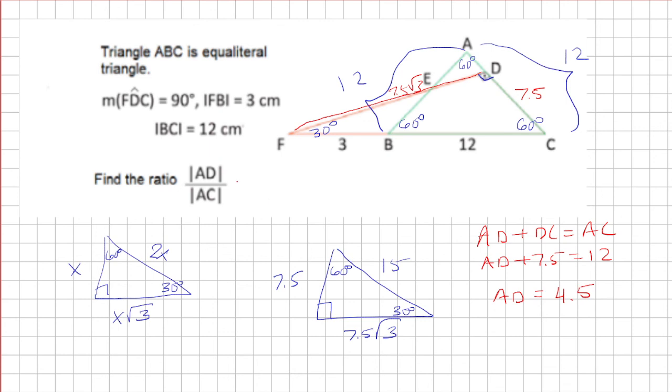Okay, so now we go back here. AD we said is 4.5, and then AC is 12. If you want, you can multiply top and bottom by 2 to get 9 over 24, and then divide by 3 to get 3 over 8. And this is our answer.